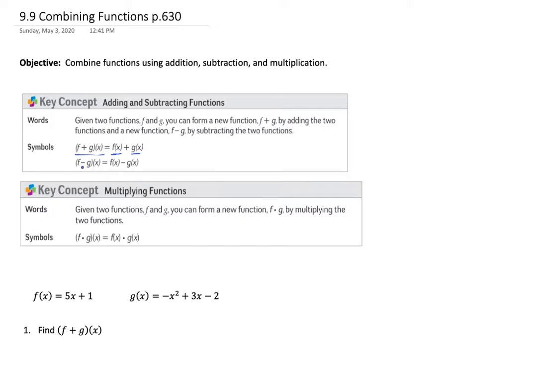Same thing with subtracting. If you need to subtract the two functions, you can write it in this notation, f minus g of x. If the f is first, then the f is first here. And multiplication, very similar. You just have a dot to signify multiply. So f times g of x is the same thing as f of x times g of x. I'm just going to do one of each of these with you, and I think you'll get the hang of it just fine.